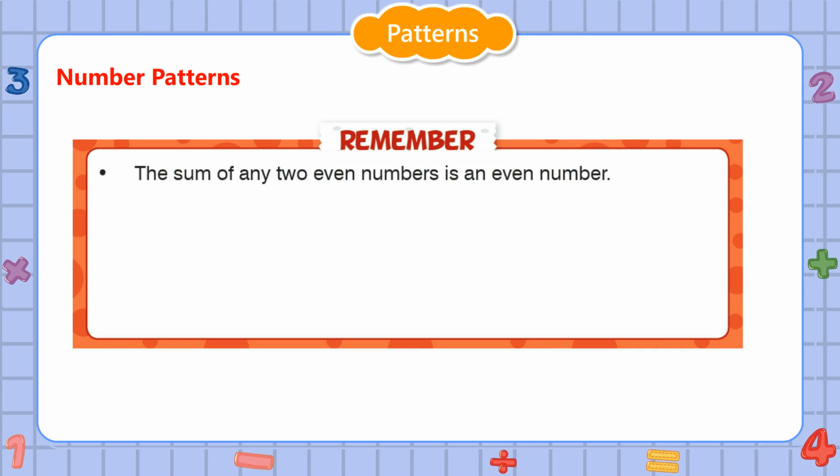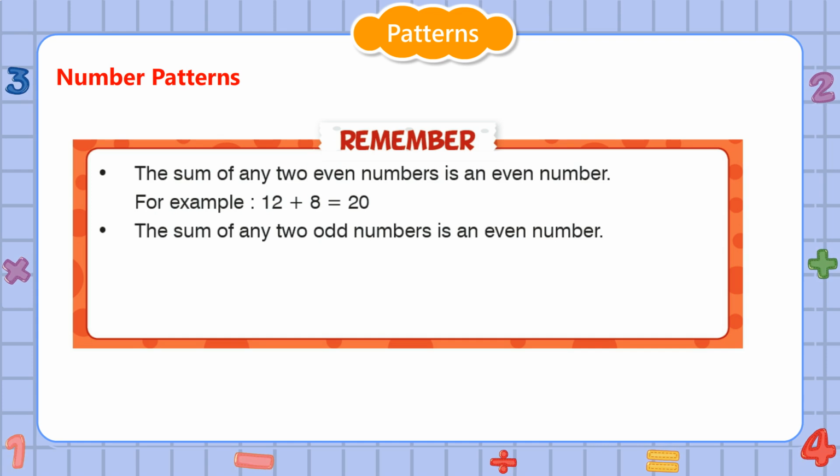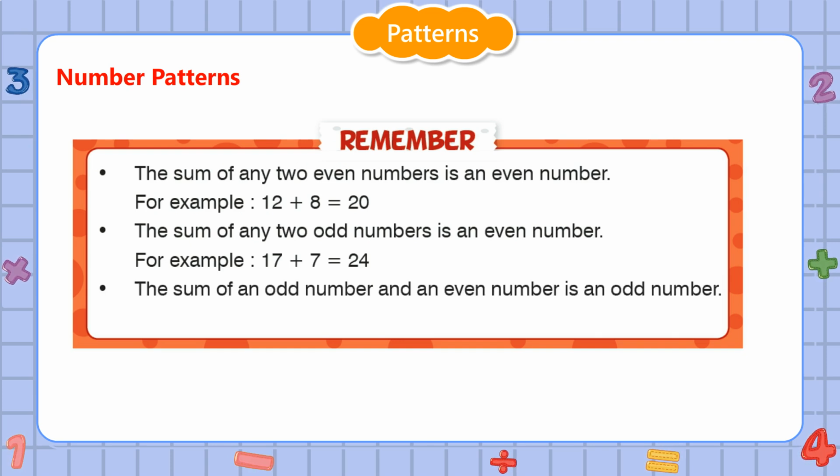Remember, the sum of any two even numbers is an even number. For example, 12 plus 8 is equal to 20. The sum of any two odd numbers is an even number. For example, 17 plus 7 is equal to 24. The sum of an odd number and an even number is an odd number. For example, 21 plus 6 is equal to 27.